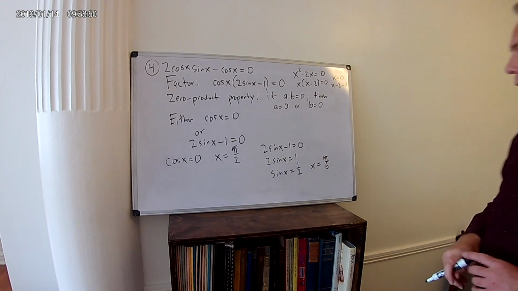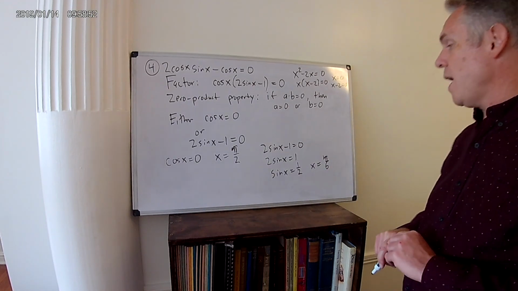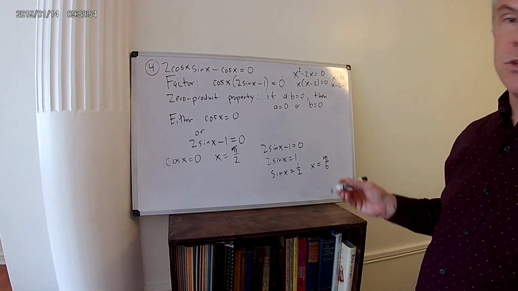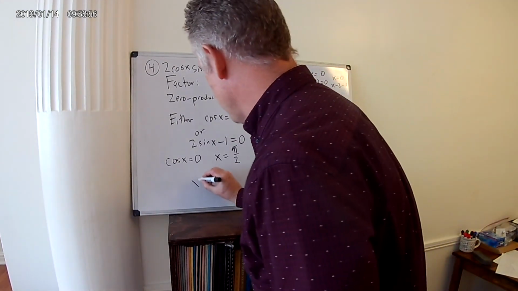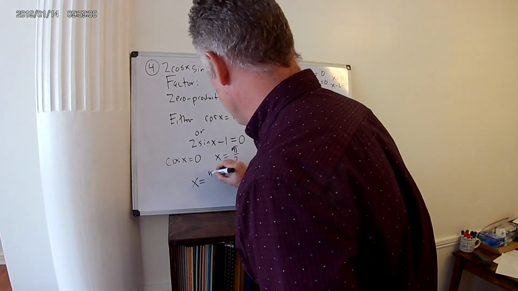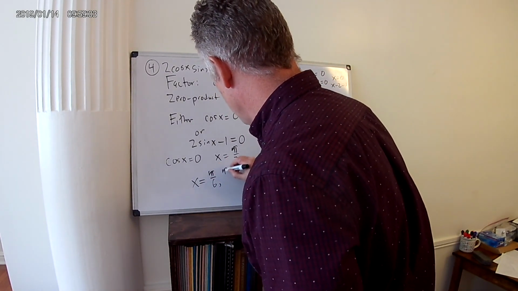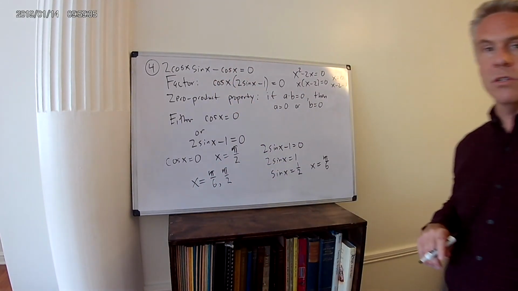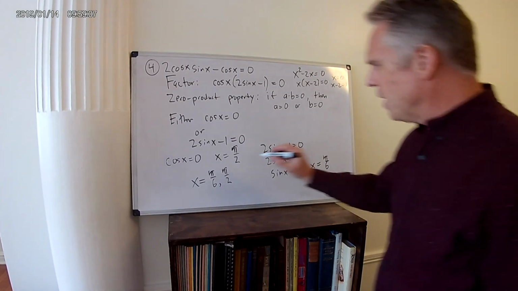So when x is 30 degrees, the sine of that is 1/2. So now I actually have two solutions here. My two solutions for x to this trigonometric equation are pi over 6 and pi over 2. Those are my two solutions, okay? And that's kind of a neat problem.